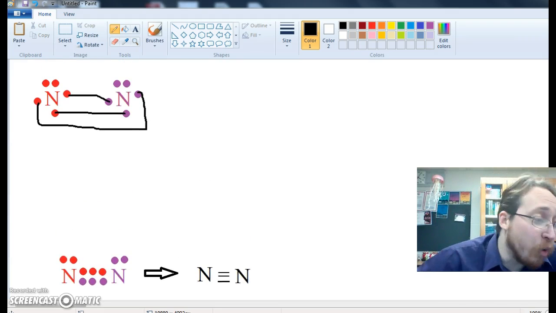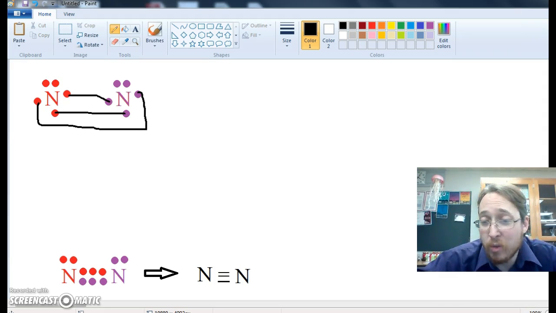When you start adding other atoms in the mix, you can get molecules that have single, double, and triple bonds. You can get some pretty complicated molecules, but these are the fundamentals for multiple bonded covalent molecules using Lewis dot structures. I hope this helps.